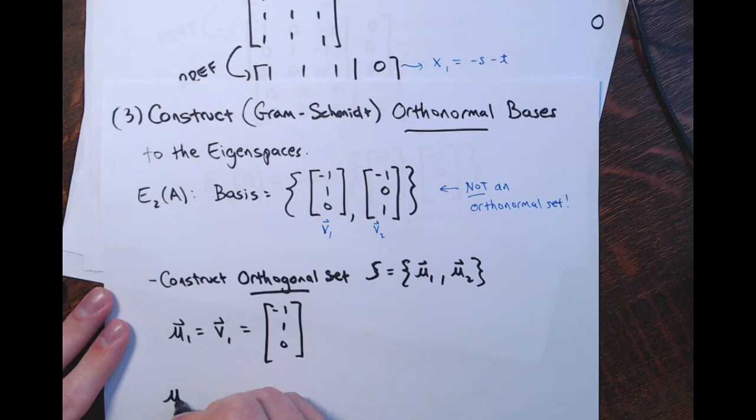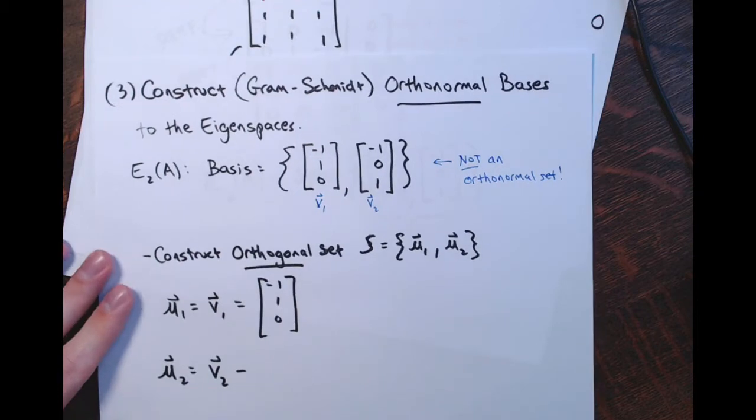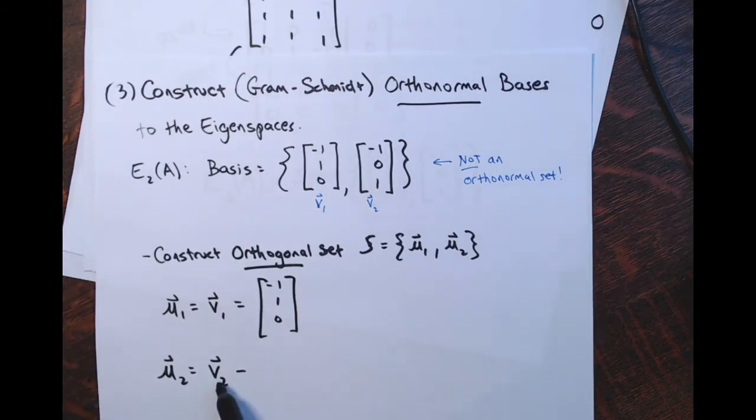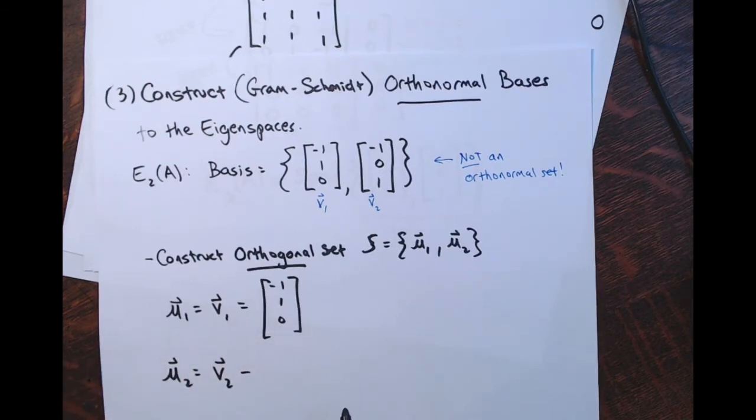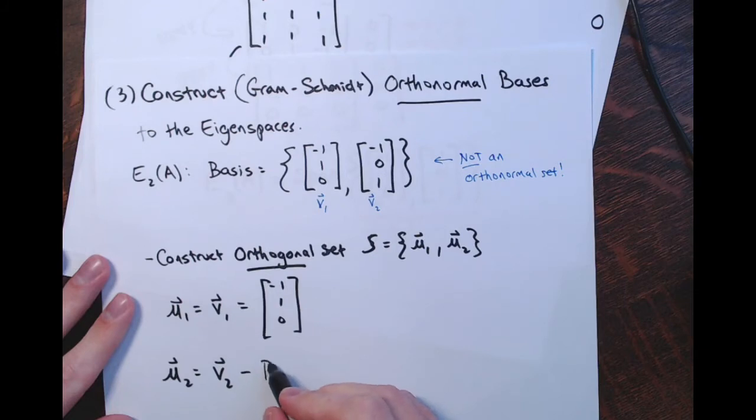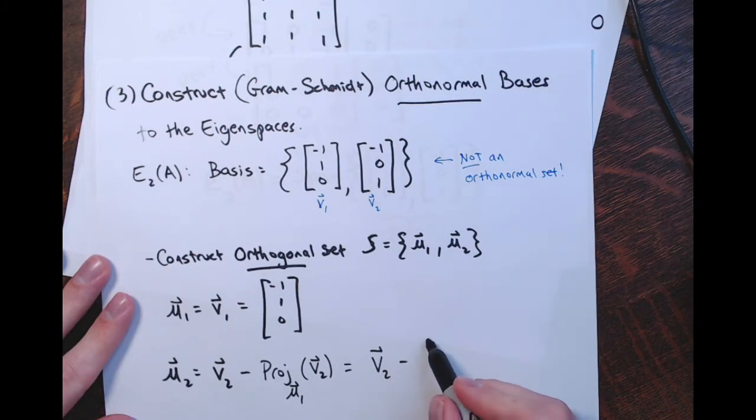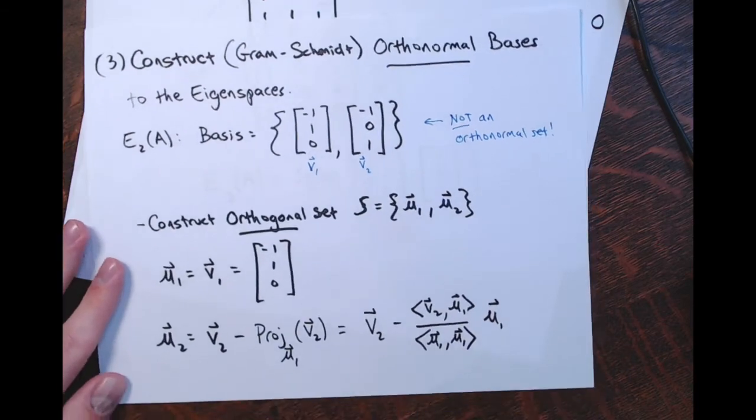And then U2 is V2, but then you subtract the projection of V2 onto all the previous U vectors, the vectors in this orthogonal set. So minus the projection of V2 onto the previous vector U1. So this is V2 minus, and then remember, the inner product of V2 with U1 divided by the inner product of U1 with U1, times U1. So lots of stuff here.